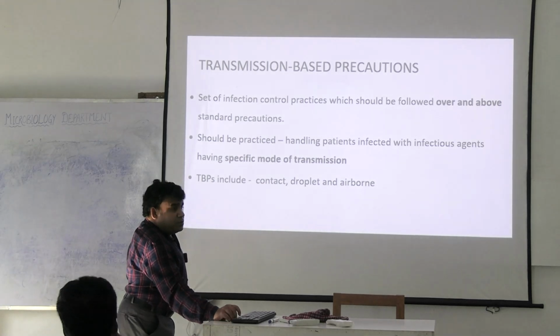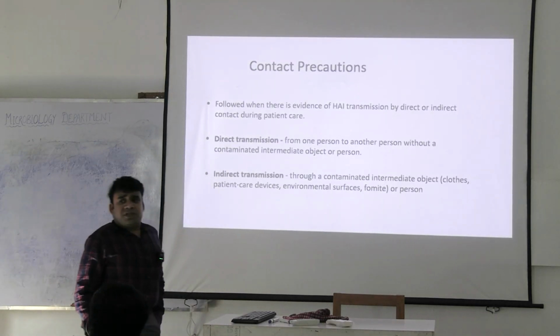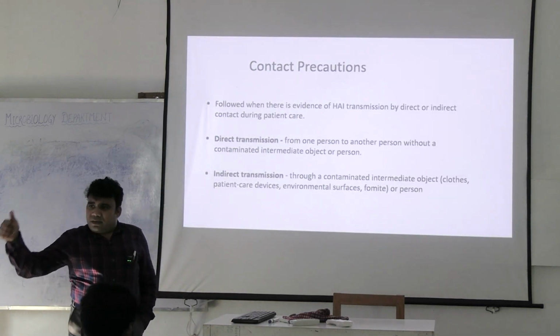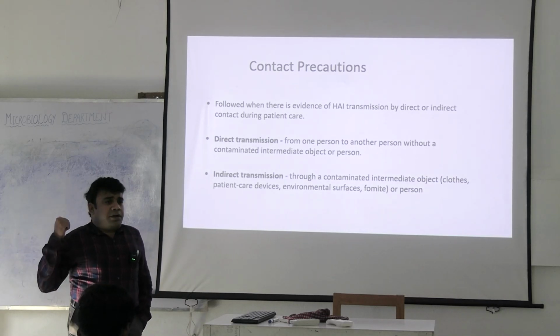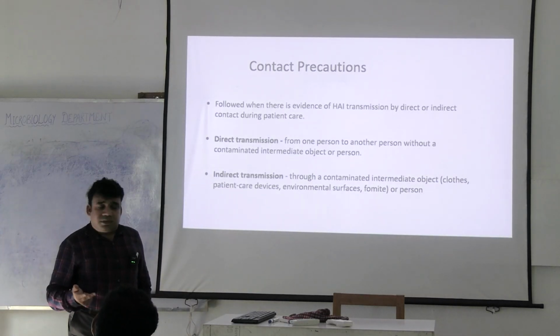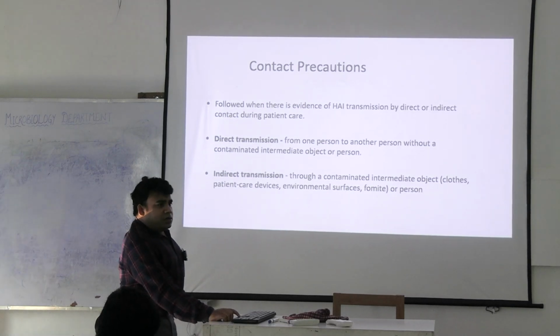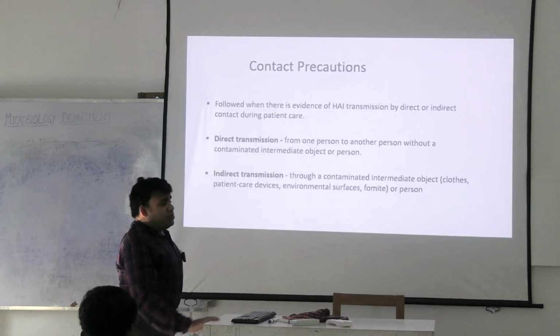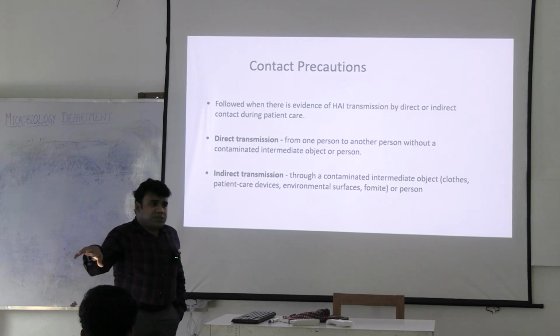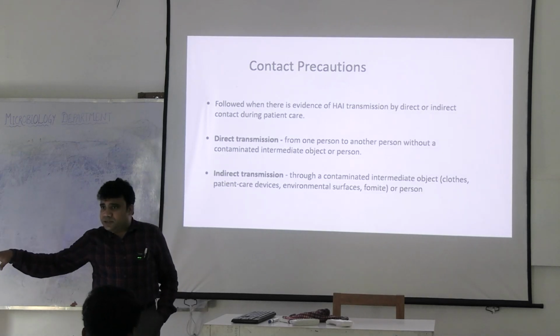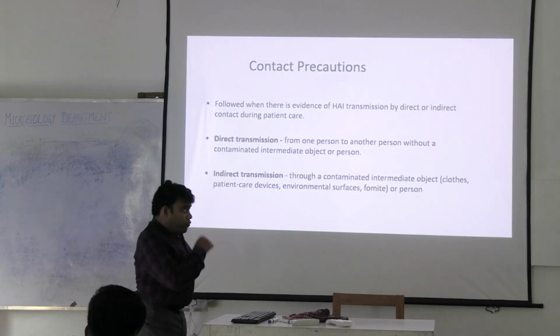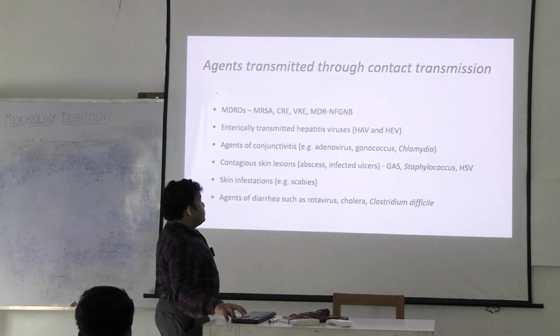Transmission based precautions, based on transmission. What are the methods of transmission? First is contact transmission, airborne and droplet transmission. So contact precaution, how to do it? Obviously prevent contact, direct or indirect. Direct means when a person directly touches the patient with the hand and then touches another patient. Indirect will be through fomites or intermediate objects.